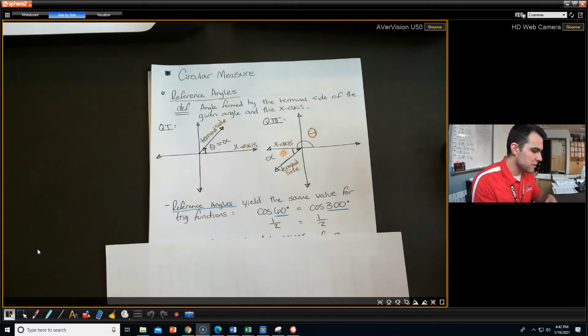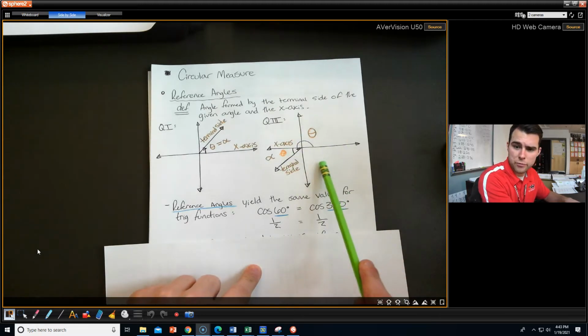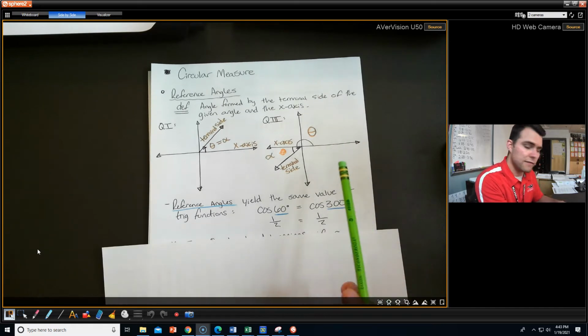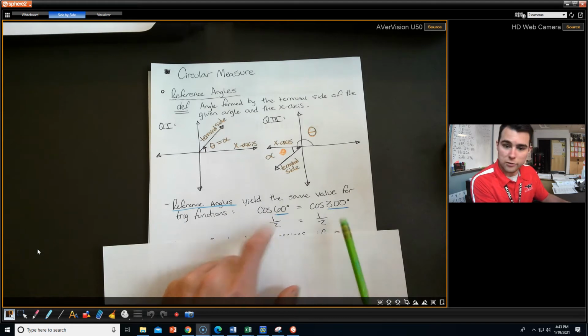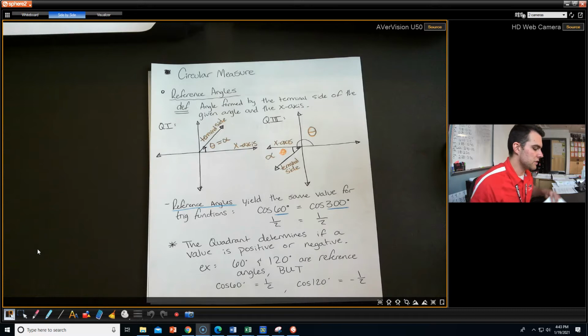And so reference angles yield the same value for trig functions. Cosine of 60 degrees is also the same as cosine of 300 degrees if we're all the way here, right? Cosine is positive in quadrant 1 and 4. Thus, their values are the same when I take those angle measurements, okay? So the quadrant really is what determines if a value is positive or negative, right?